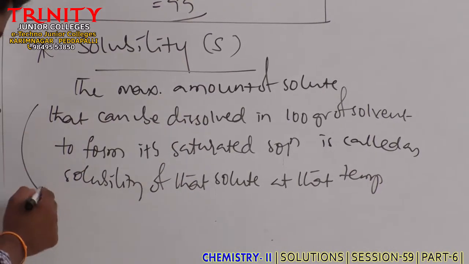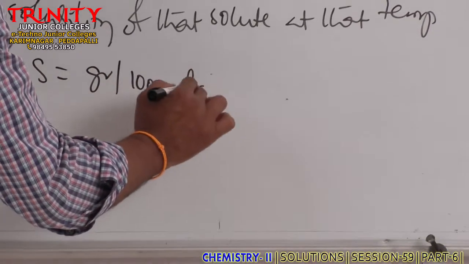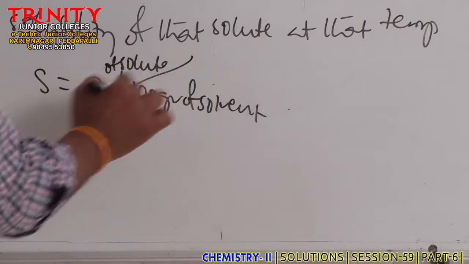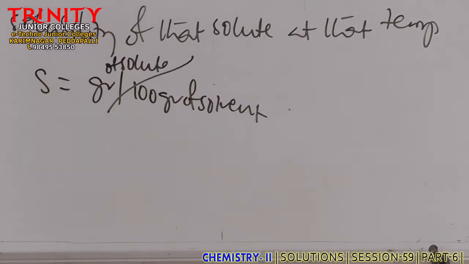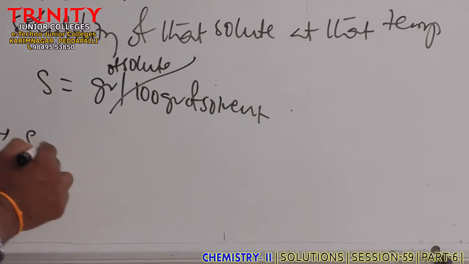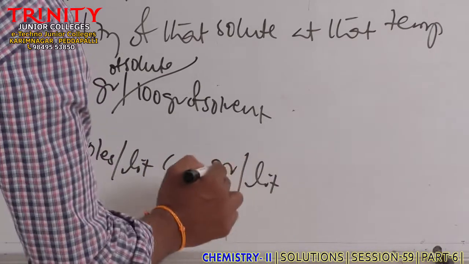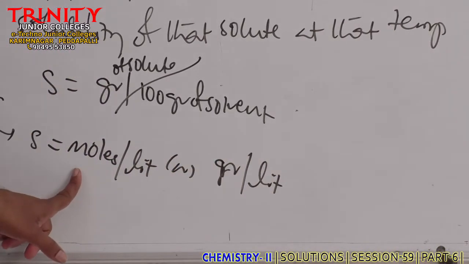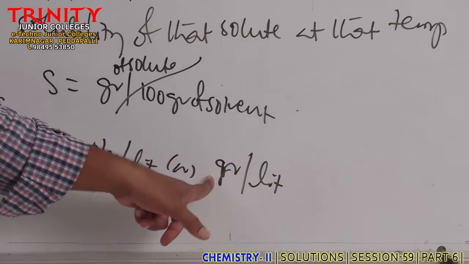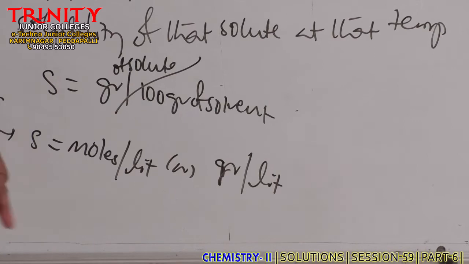Solubility can be expressed in grams per 100 grams of solvent, so grams of solute for 100 grams of solvent. Solubility can also be expressed in moles per liter sometimes. Solubility can also be expressed in what, sir? Moles per liter or grams per liter. Means what, sir? That is the number of moles of solute dissolved in 1 liter of solvent, or gram weight of solute dissolved in 1 liter of solvent. Like that also we can express the solubility.